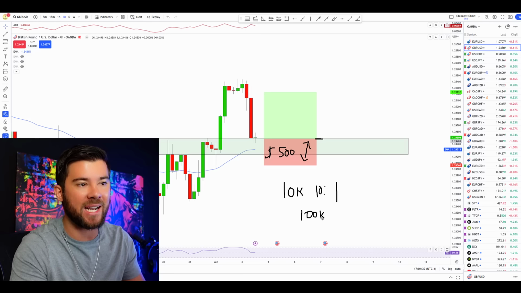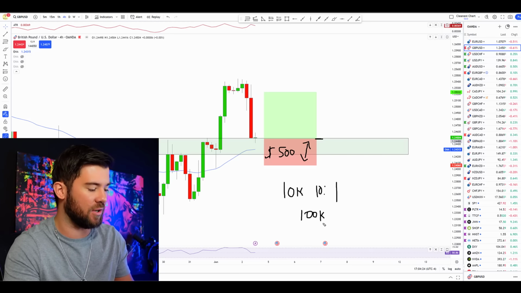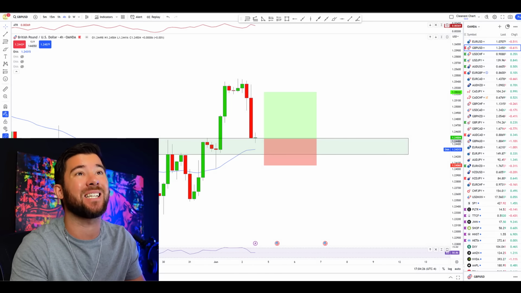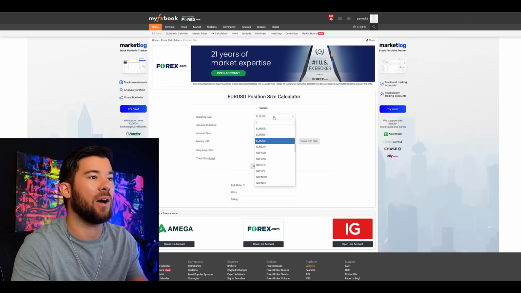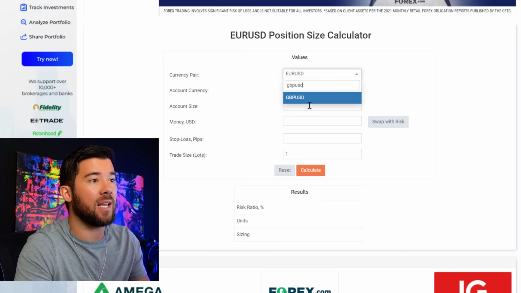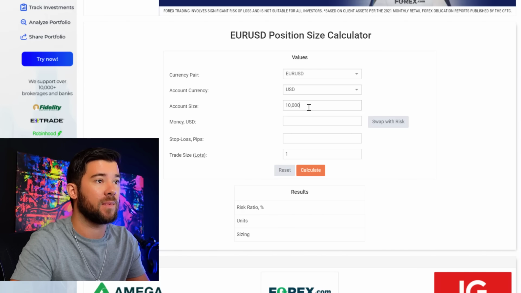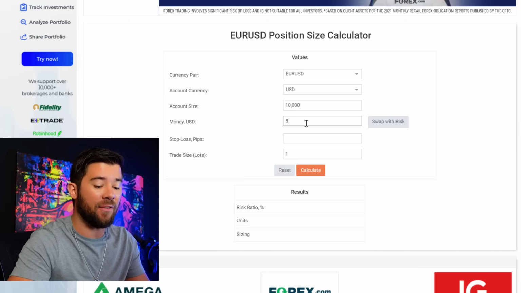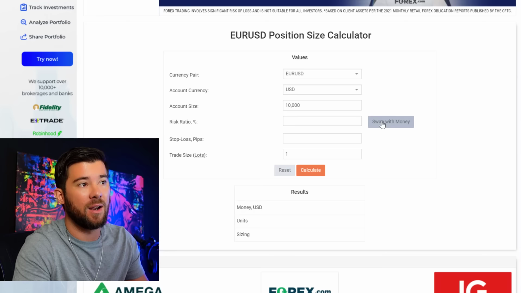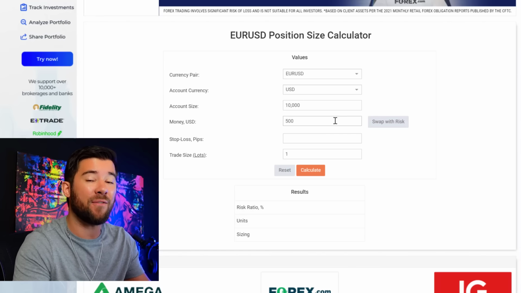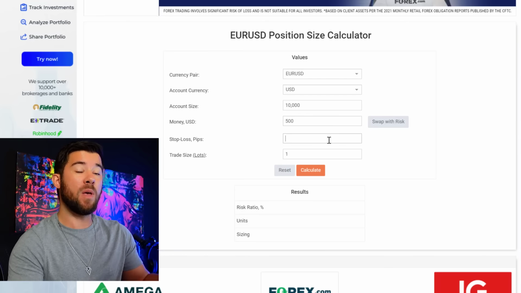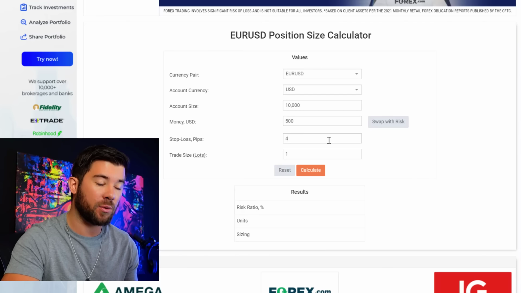We can open a maximum position of 100,000 units. Let's go over to the position size calculator, hit the pound dollar yet again, and we're looking at an account size of $10,000. We're looking at a risk of $500. By the way, you can swap this from percent to regular money, just like that. We're going to be looking at a $500 risk. And remember, our stop loss was 43 pips.